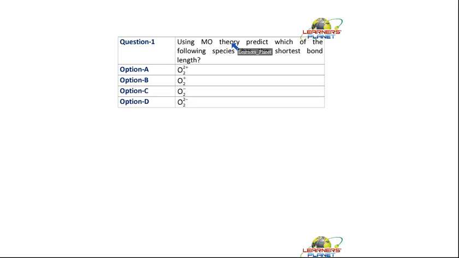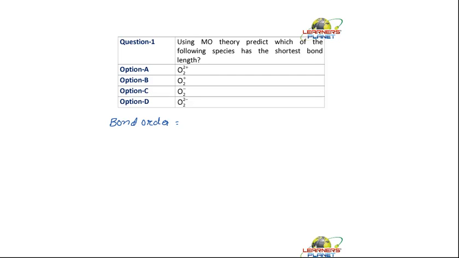Using molecular orbital theory, predict which of the following species has the shortest bond length. Now what you want to do is use molecular orbital theory to predict the bond length, right? Now how can you predict the bond length? You are using molecular orbital theory, so there is a term called bond order, right? Bond order. Now what is it, students?